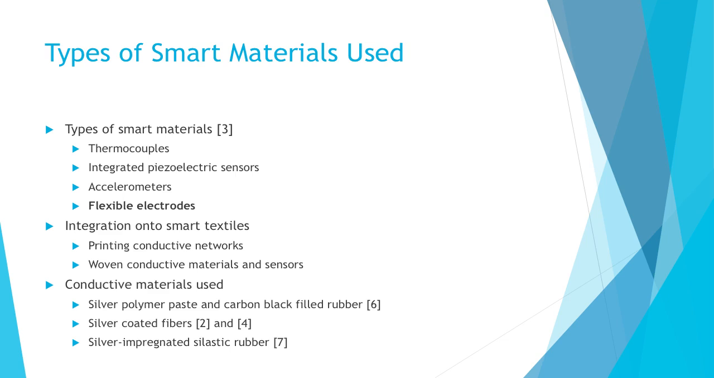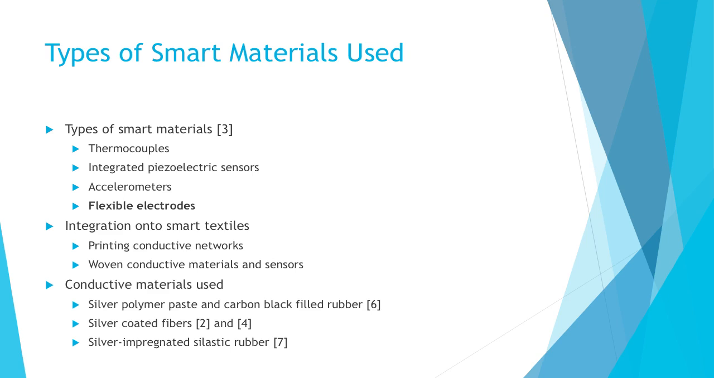The remainder of this presentation will discuss the integration of these smart material sensors into textiles through the use of flexible electrodes. Smart sensors can be embedded into the textiles in a variety of ways, but all integration methods hinge on using a flexible conductive material to transmit signals to and from the smart sensor. Two proven methods of applying the conductor are by printing conductive networks onto the surface of the textile and by weaving conductive materials directly into the textile.